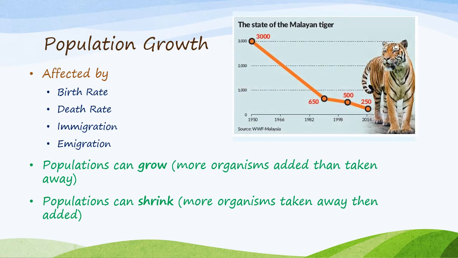If we look at the Malayan tiger, they're an example of a population that is shrinking. In Malayan tigers, their birth rate has decreased and their death rate is still quite high due to poaching. And so their population has been going down over time.